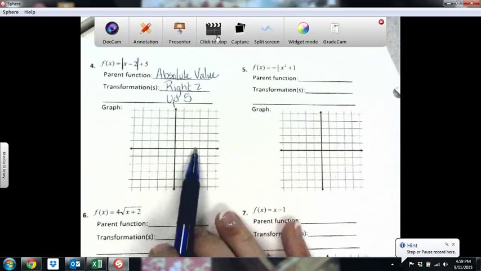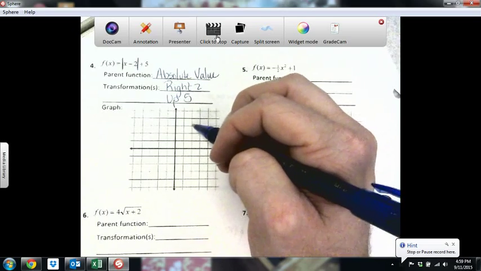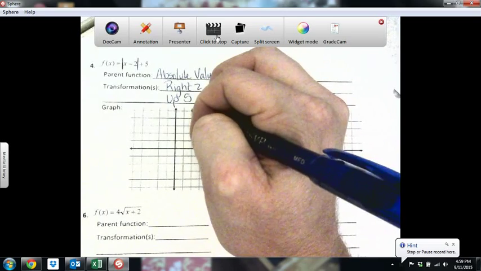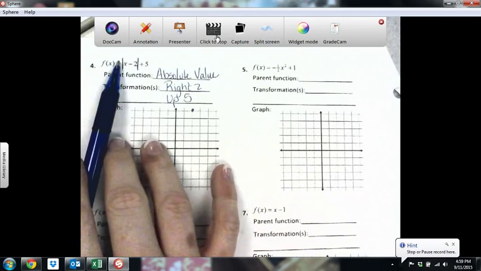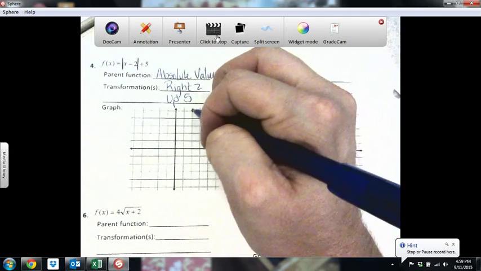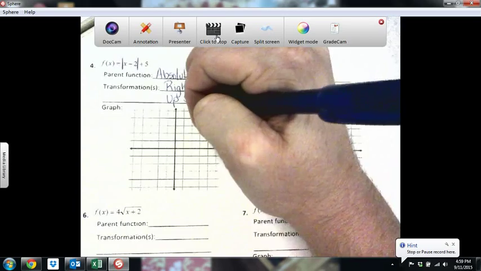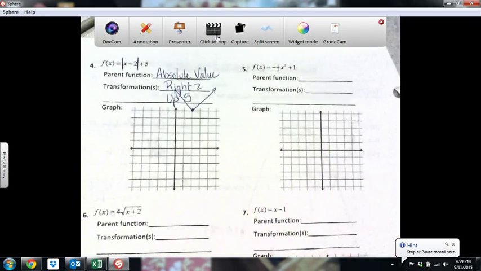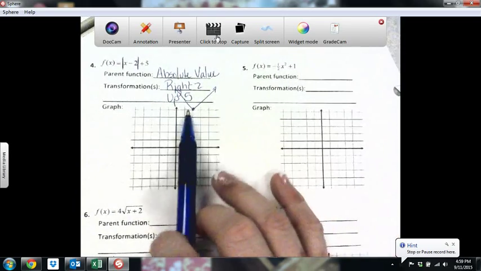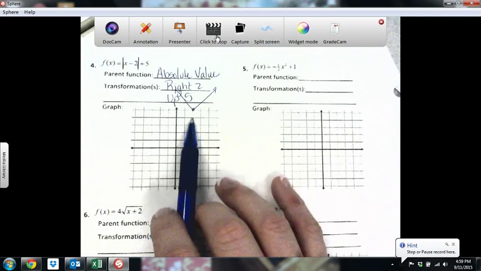So I'm going to go right 2 and up 1, 2, 3, 4, 5. And there's no indication that this opens down. There's no negative here, so I'm going to kind of draw it going off my graph here. That's my graph. It's a V. It opens up. It has been moved right 2 and up 5.